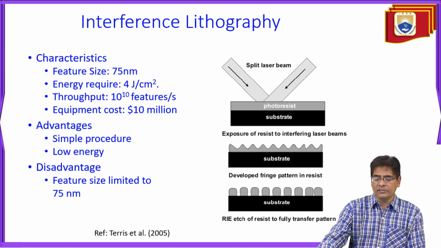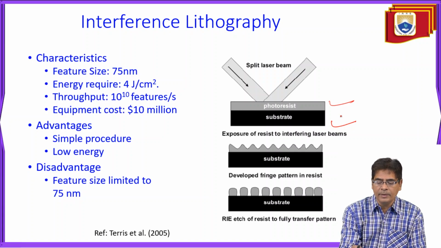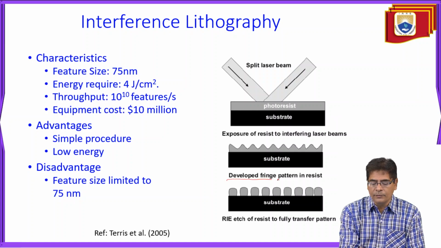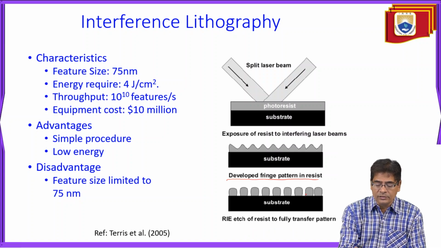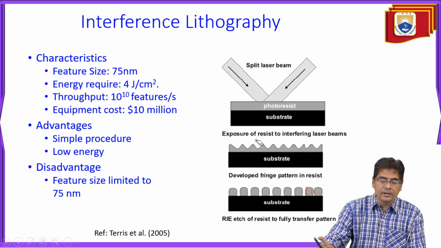Here, we have a substrate. The substrate is coated with some photoresist material, right? And we implement a laser beam, and we can pattern it. And this is the developed fringe pattern in the resist, right? And this is the etch of the resist to fully transfer the pattern, right? So this is your substrate, and this is the patterning that was done on the substrate using interference lithography.